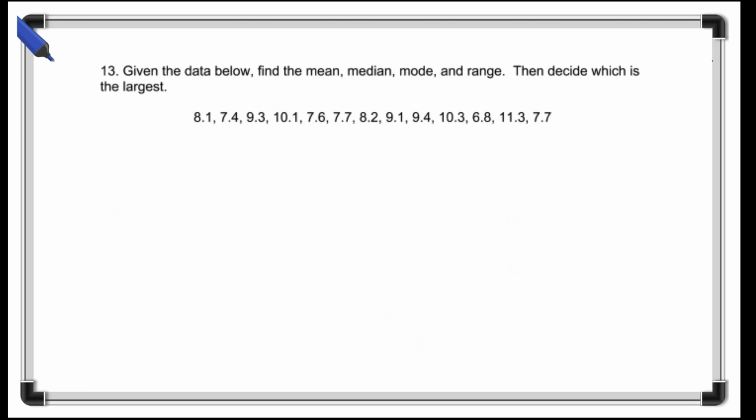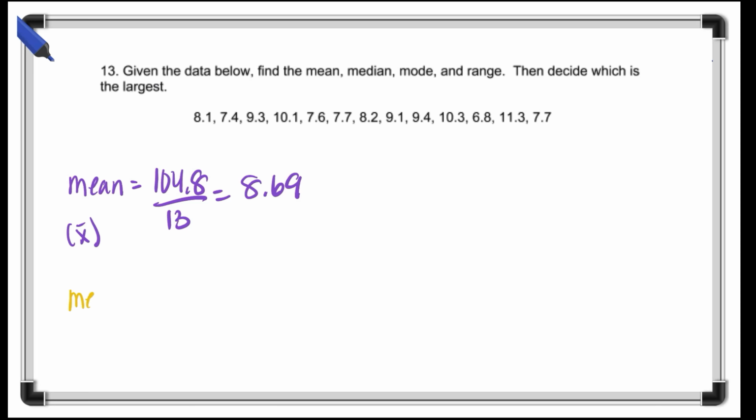Okay, so here we're going to find mean, median, mode, and range, and then decide which one is the largest. So we're going to do mean first. Mean is adding up all of our numbers and dividing them by the number that we have. So you have 104.8 over 13, so that gets you 8.69. You can also plug this in the calculator and get the X bar. You'll get the same answer.